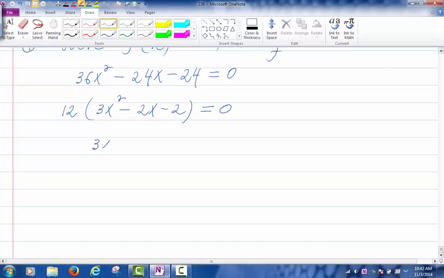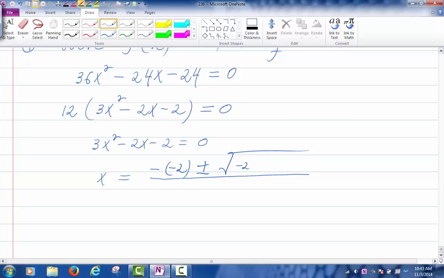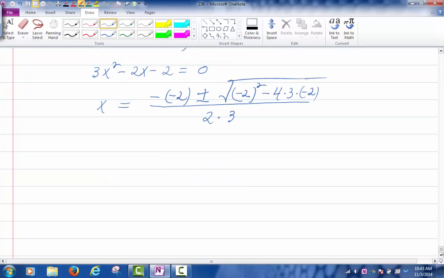So from this, you know that 3x squared minus 2x minus 2 would be 0. So by the quadratic formula, what is x? Minus 2, right? That's the negative of the coefficient of x, plus or minus square root of b squared, which is negative 2 squared, minus 4 times the coefficient of x squared, which is 3, times the constant term, divided by 2 times the coefficient of x squared, which is 3. Everybody's okay? That's what you get if you apply the quadratic formula, and we have to simplify that.